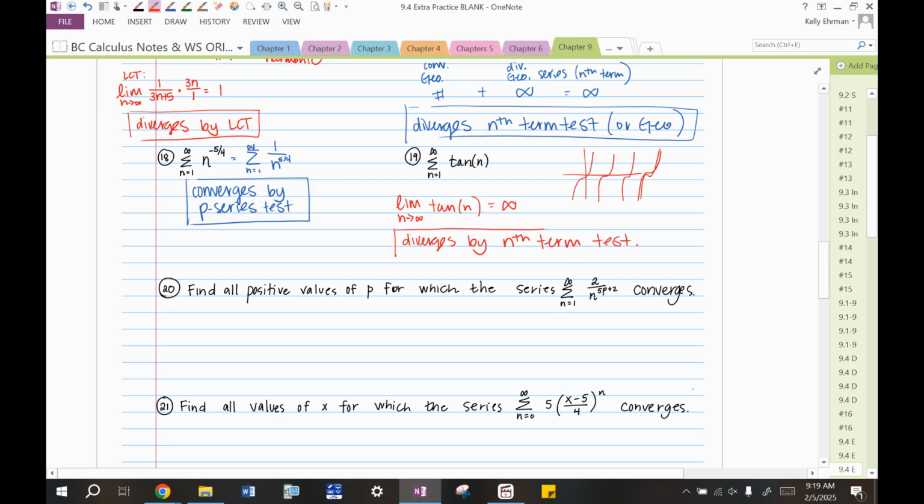That would be the same if it were sine of n, cosine of n, because if it's just n that you're plugging in, any of the trig functions, if it's just a trig function of n, they are not approaching one single number for their terms.